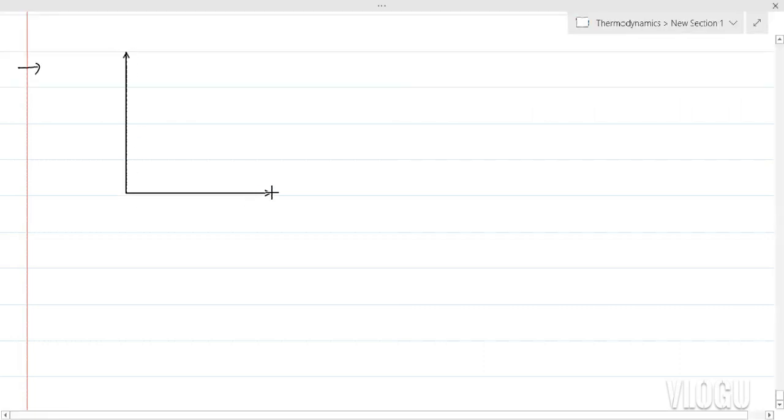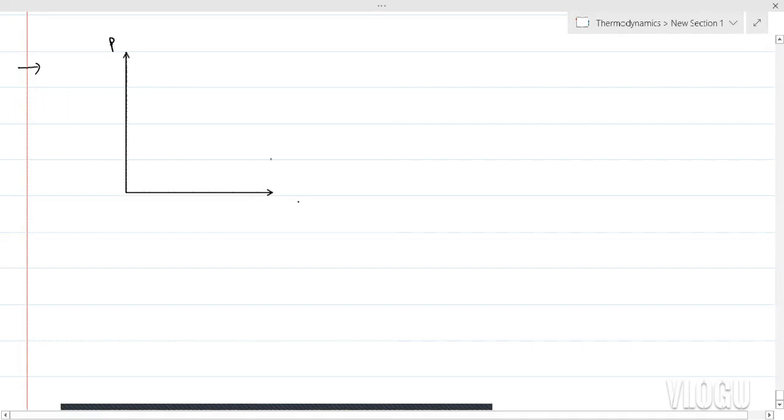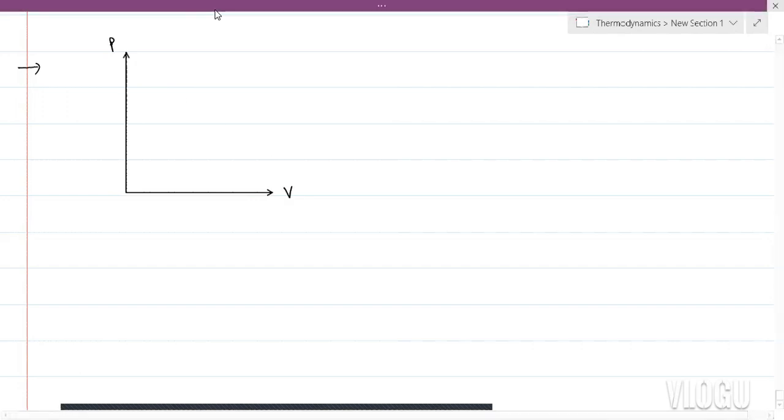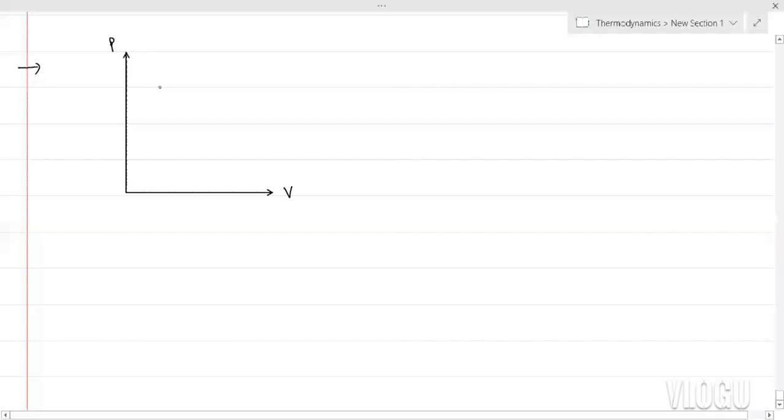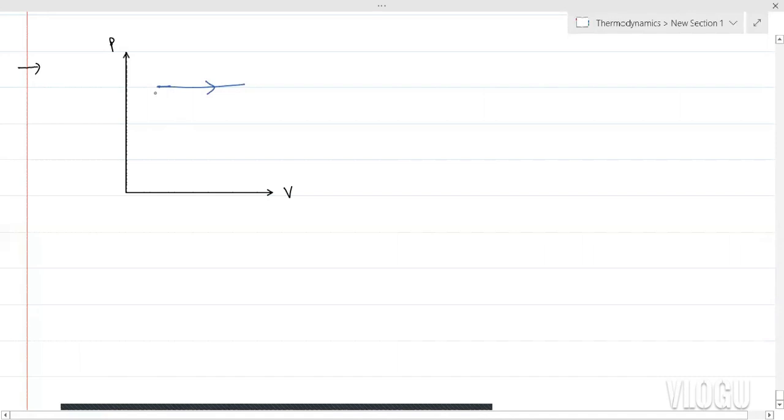For example, I'm taking a graph between P and V, and we have a straight line parallel to the x-axis. Suppose the gas has been moved from A to B, you need to analyze that process. So simply we need to understand, A to B means the pressure is maintained as constant. Therefore it is treated as an isobaric process.